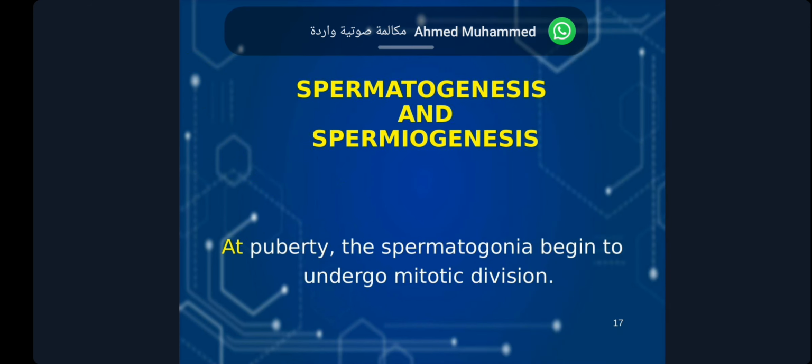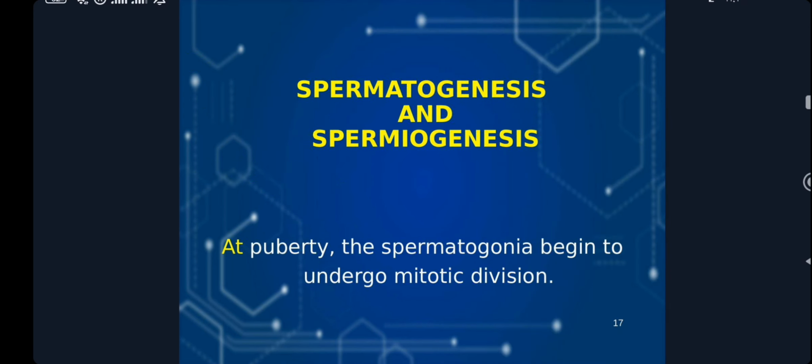So, what is the meaning of spermatogenesis? What is the meaning of spermiogenesis? During puberty, the spermatogonia begin to undergo mitotic division. Here you are seeing primordial germ cells that migrate into the testis during embryonic life. So spermatogonia stay until puberty. After puberty, spermatogonia start the first mitosis, and the mitosis changes spermatogonia into the primary spermatocyte.